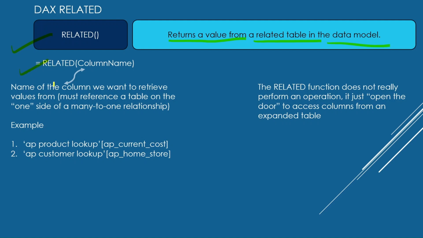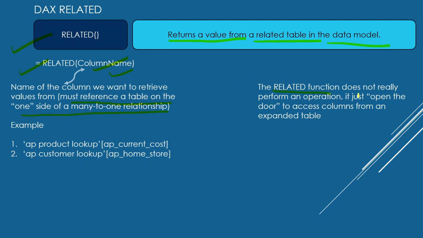This is the signature of the related function. This is the column name, the name of the column from where we want to retrieve the value, and it must be referenced on a table on the one side of the many to one relationship. So whenever we use the related function, the name of the column will always be from the one side. If you talk about a many to one or one to many relationship, and we use a many side column reference, then that will not work.